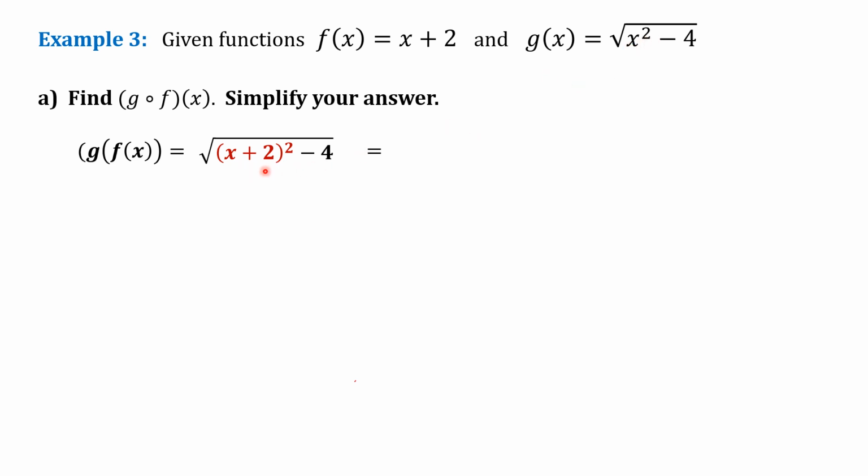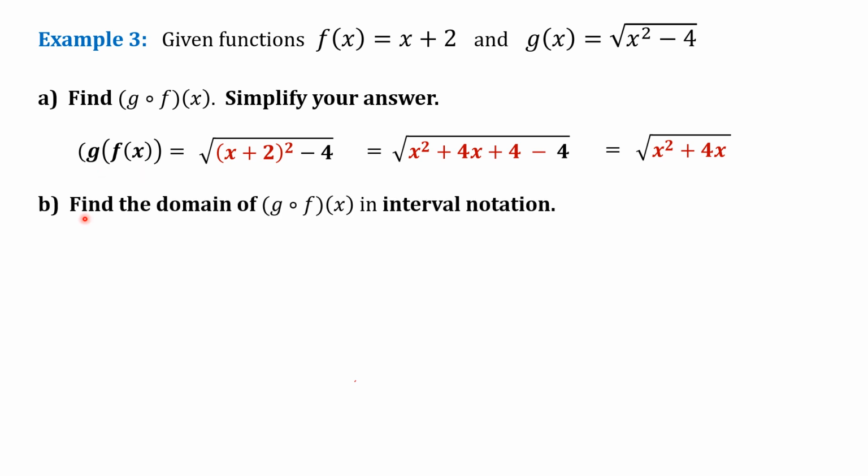Then expanding this x plus 2 squared, it will give us x squared plus 4x plus 4, and then minus 4. And then subtracting 4 minus 4, it will give us 0. So we will have x squared plus 4x under the root. So that is the value of g of f of x.